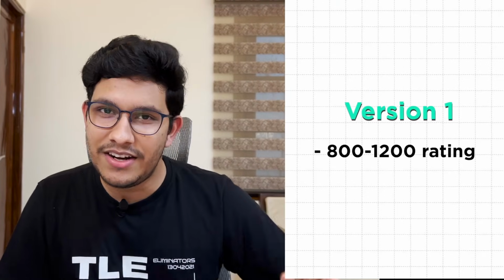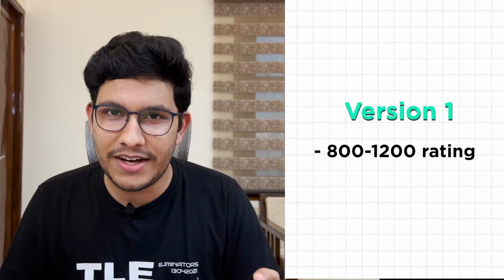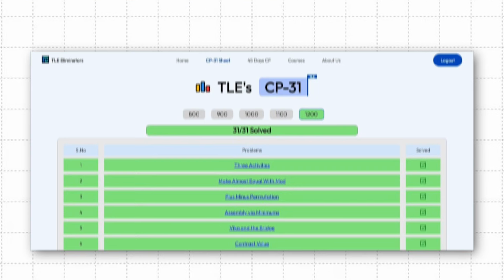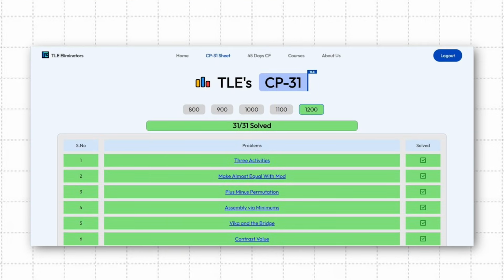Version 1 was very simple. It contained problems from 800 rating only up till 1200 rating from Codeforces. This was a raw sheet which was just put on the TLE Eliminators website, and we just wanted to see if people would actually like it or not. After a couple of months, we realized that a lot of people had started using the sheet. They had started commenting about it on social media, and we were seeing a lot of positive reviews.